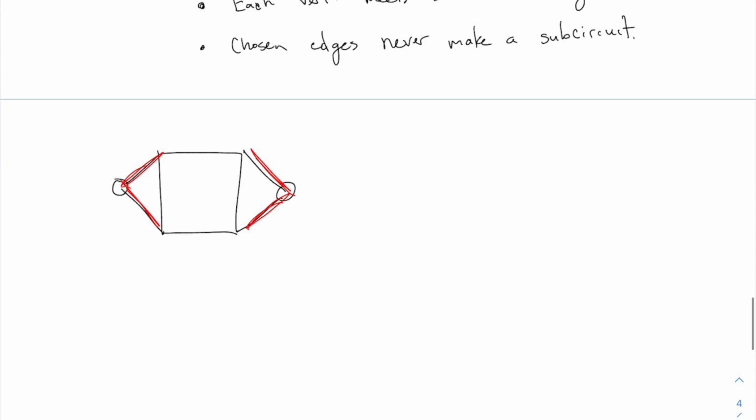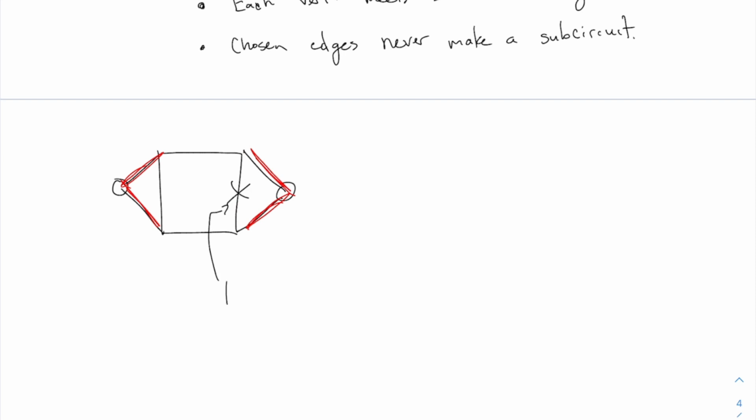So I can ask myself, here I have these two red edges on the side here. That means this vertical edge right there is not allowed. Because if I were to use that edge also, it would make a subcircuit. It would make this little triangle closed off. And that is not allowed. So this edge right here is not allowed.